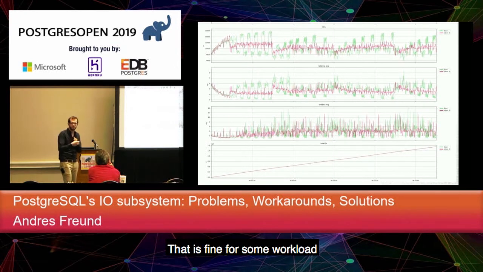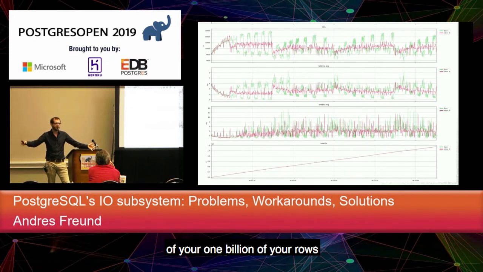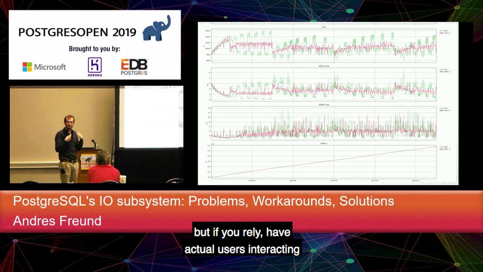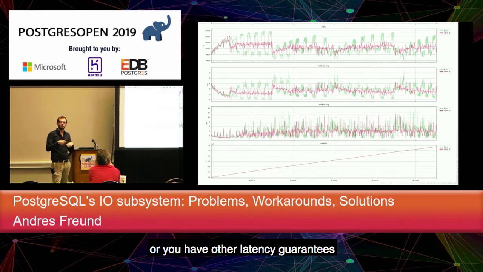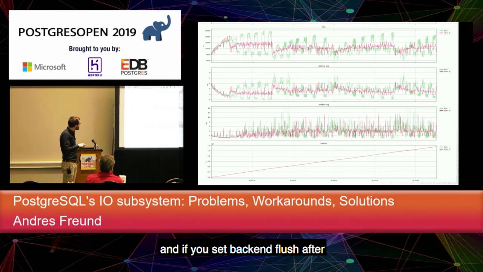That is fine for some workloads. If you're just throughput oriented, that might actually be okay, because it doesn't matter whether rows 1 million to 1.5 million of your 1 billion rows that you load are a bit slower than the next 500,000. That doesn't really matter. But if you have users interacting with the system, or you have other latency guarantees, then that's obviously bad. And if you set backend_flush_after, you'll get performance that doesn't have as high peaks, but it'll be a lot more predictable.